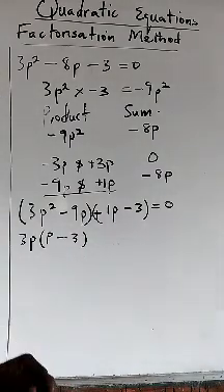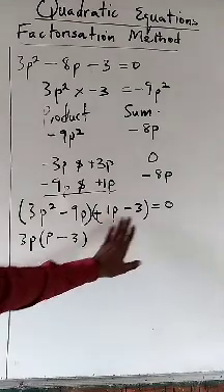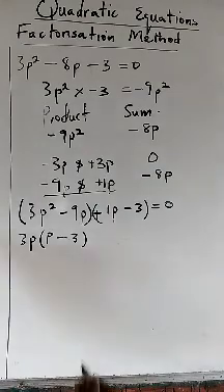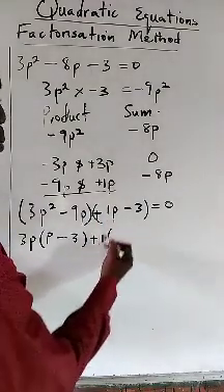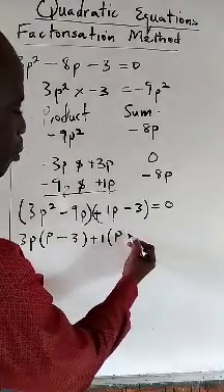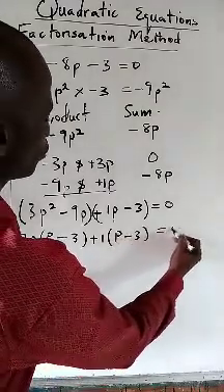Then in the second bracket too, what is common here, meaning what can divide the two of them? It is only 1 that can divide them. So that's plus 1, you bring it out. Then divide this one by plus 1, you are left with p. Divide this one by plus 1, you are left with minus 3, equals 0.